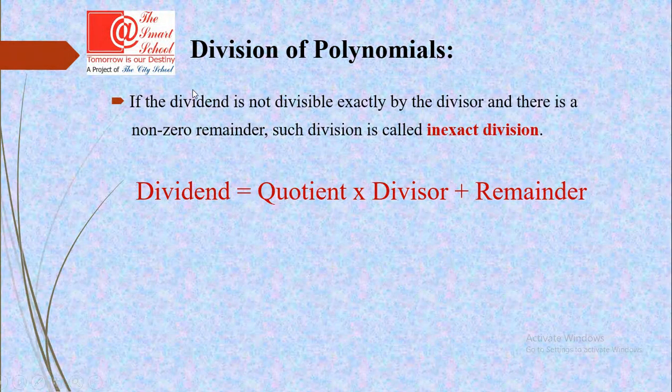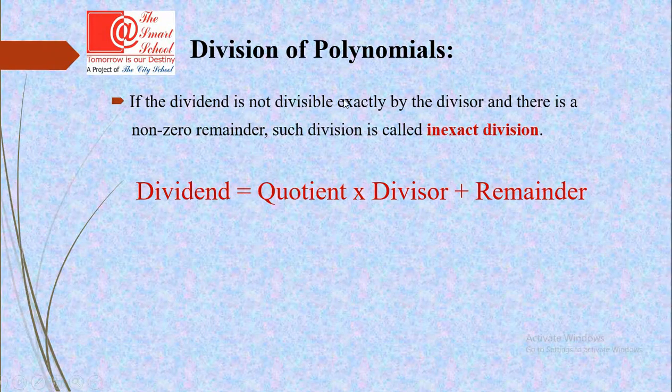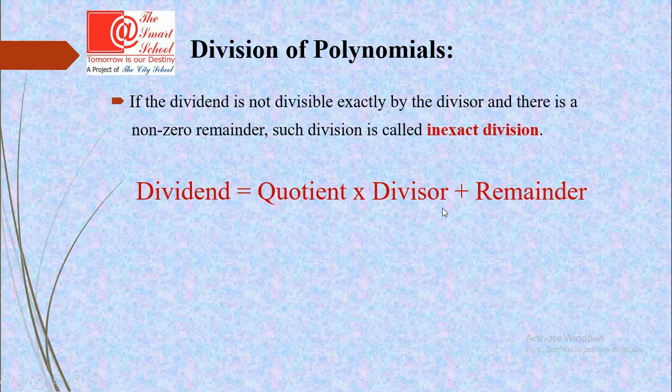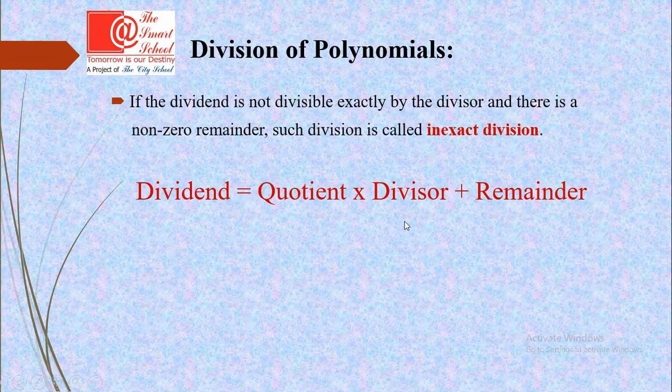Now division of polynomials, there is one more type. If the dividend is not divisible exactly by the divisor and there is a non-zero remainder, such division is called inexact division. And here dividend is equal to quotient multiplied by divisor plus remainder. I hope you understand this. It is the same as in normal division. When we get a remainder, this is the same equation which we can find or notice.